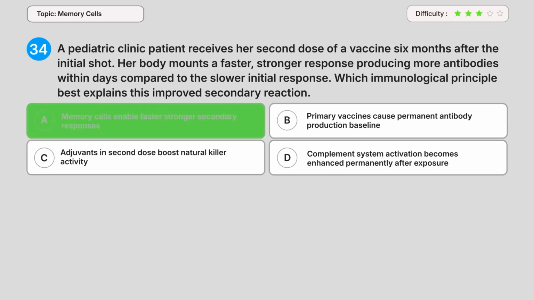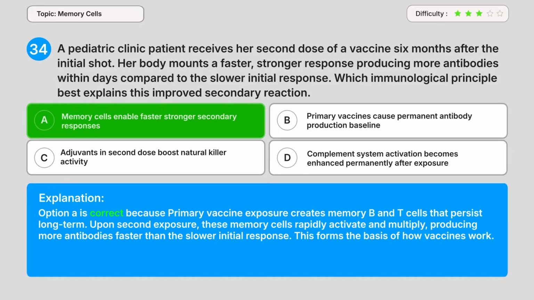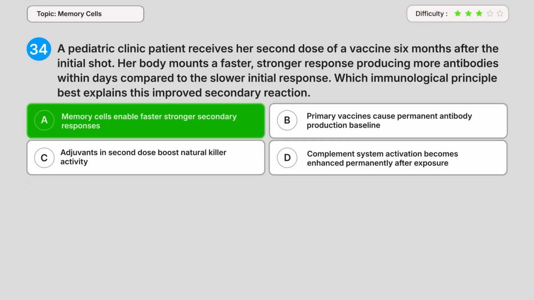Correct answer: A. Memory cells enable faster, stronger secondary responses. Primary vaccine exposure creates memory B and T cells that persist long-term. Upon second exposure, these memory cells rapidly activate and multiply, producing more antibodies faster than the slower initial response. This forms the basis of how vaccines work.